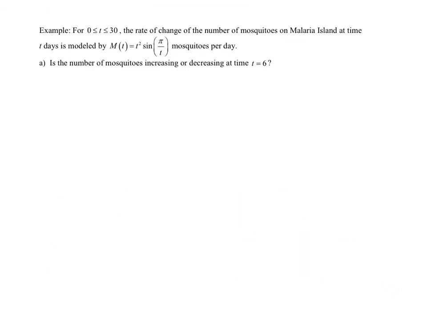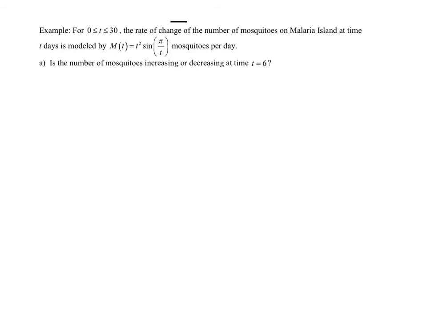All right, our next example, again, straight from the AP, the wording, I can't stress enough how important it is to slow down, identify who you have and what you want. This one is a little slightly different from the previous one. From 0 to 30, the rate of change of the number of mosquitoes on Malaria Island at time t is given by this equation, m of t, in mosquitoes per day. There's a ton of information I just read that we've kind of skipped over fast.